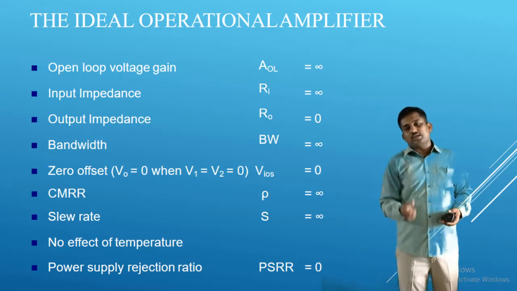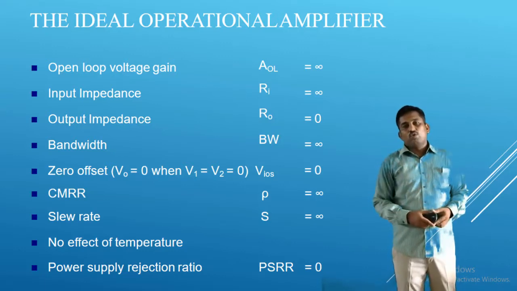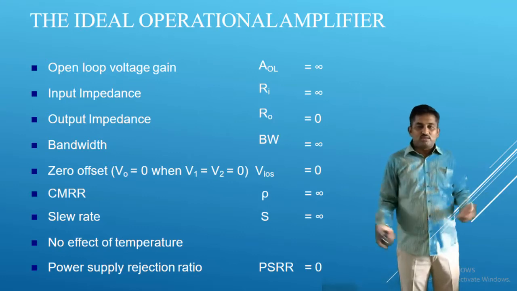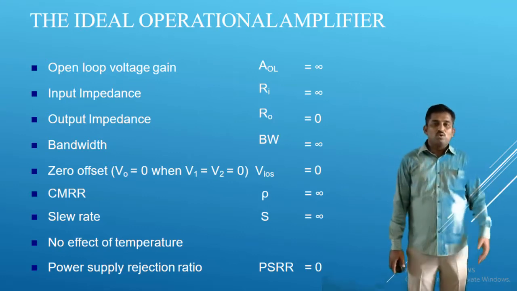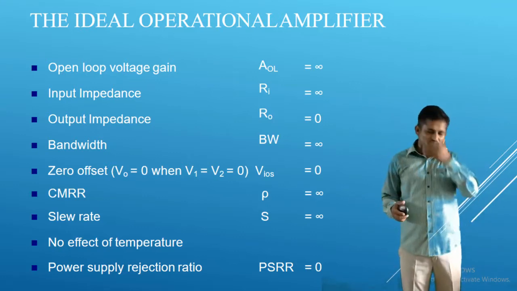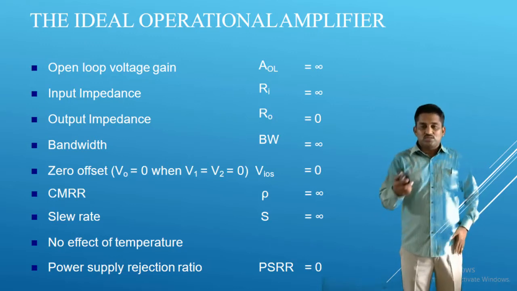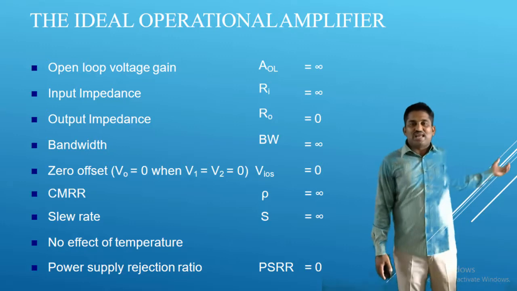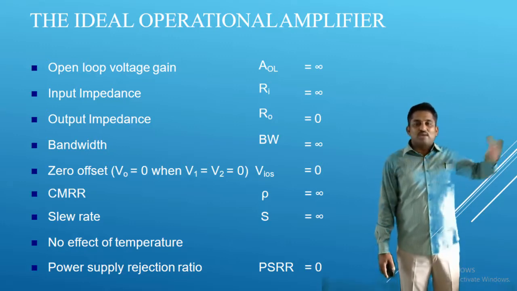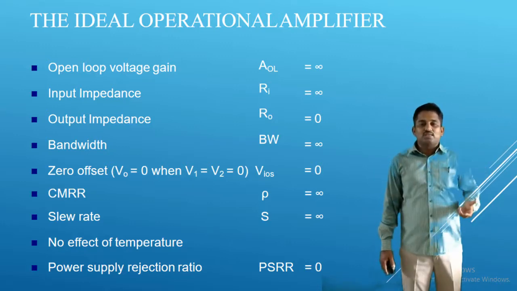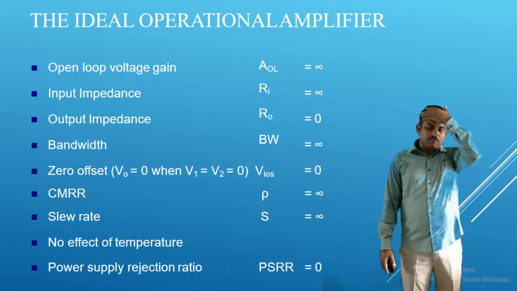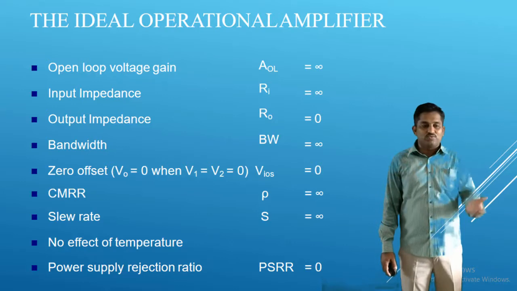Okay, so automatically the open loop gain is nothing but infinity. Now input impedance, which is nothing but Ri, will be equal to infinity. Just now I told you in the previous slide, Ri is equal to Vi by Ii. The current drawn at the input terminals of an ideal op-amp is equal to 0. Then something by 0 will be equal to infinity.